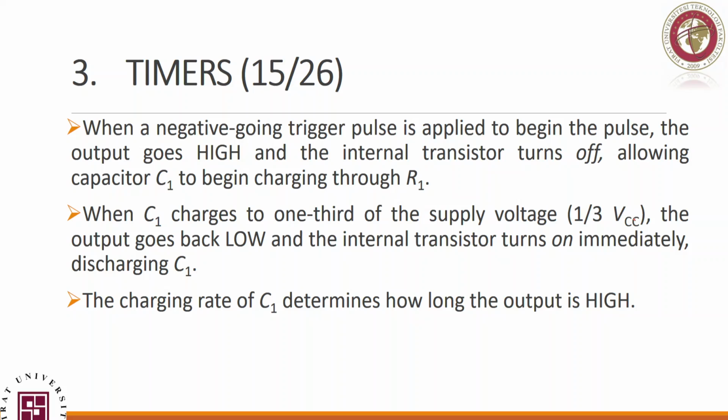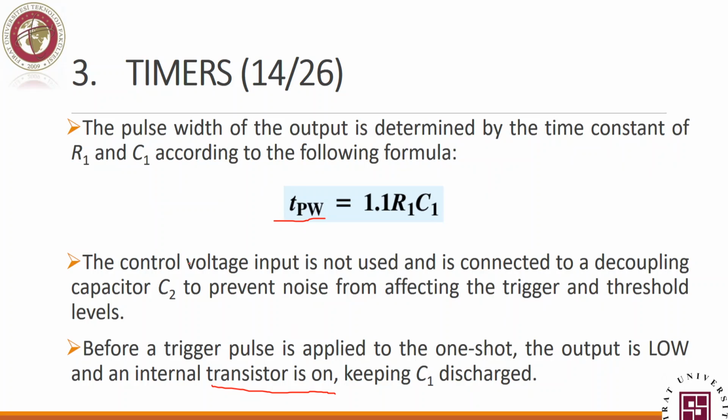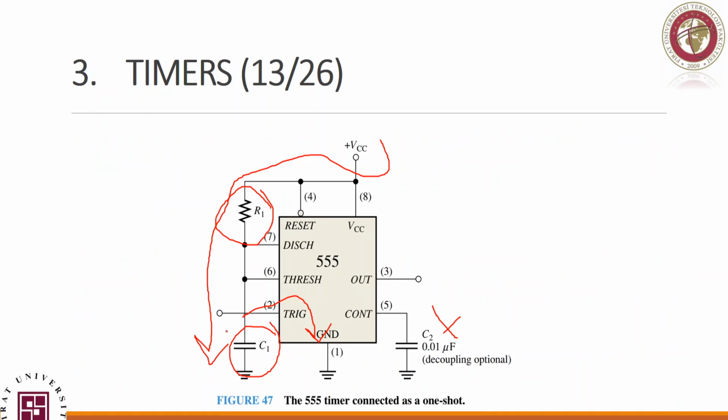Once we go to that level, what will happen? The output will go back low, and that means the internal resistor will kick in. That means it will go on. And once it goes on, again, this switch creates a path to this capacitor to discharge. And what will happen? We will go back again to our stable state.